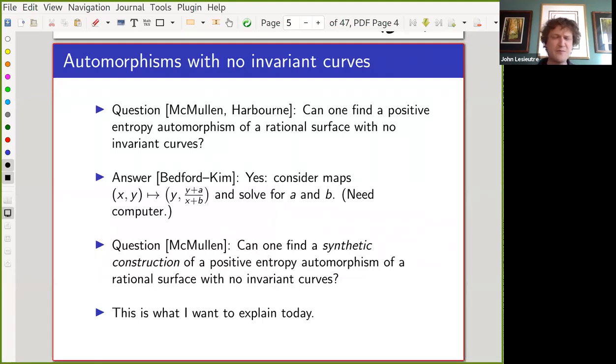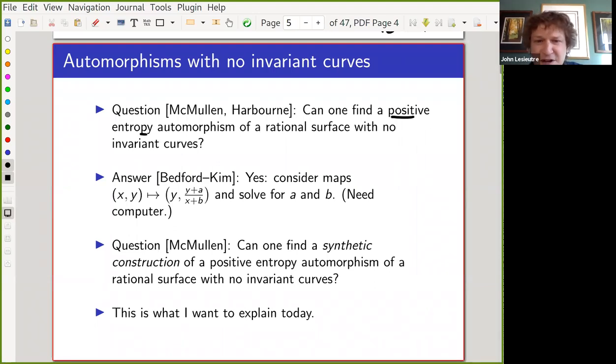So here's the question. Based on this construction I mentioned, around that time, maybe 15 years ago, there were a lot of new constructions of rational surface automorphisms, but the vast majority of them had the property that there was always this invariant curve. So the question was posed by McMullen and by Harbourne: can you find an automorphism of a rational surface with no invariant curves?